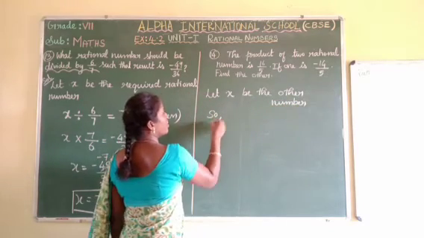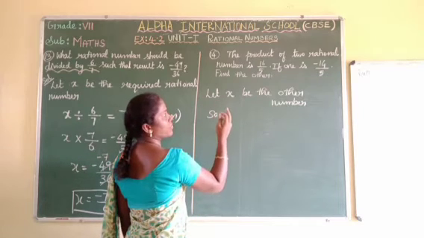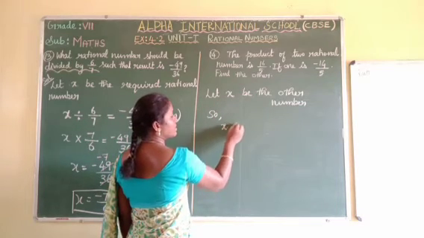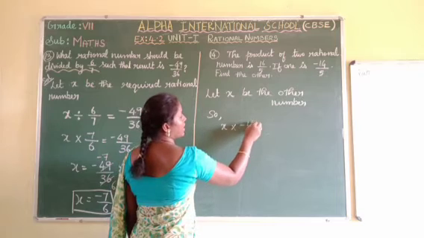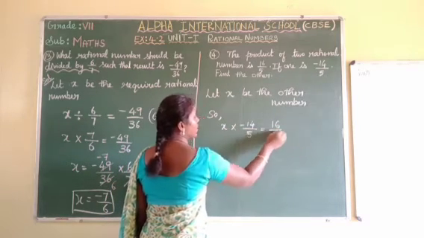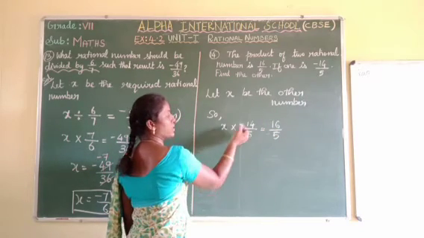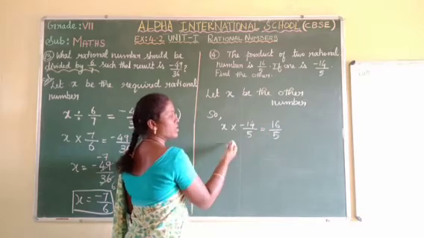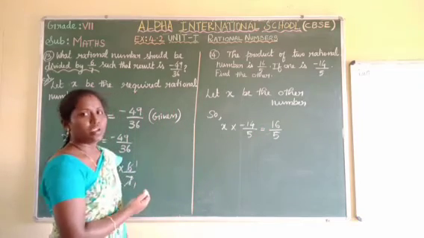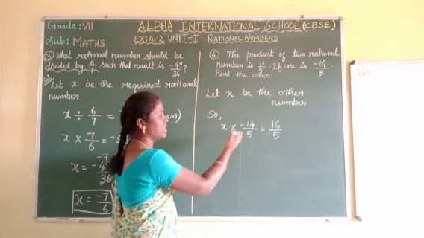The product of two rational numbers is 16 by 5, and one is minus 14 by 5. That means we can take x into minus 14 by 5 is equal to 16 by 5. The product of these two numbers means the result is 16 by 5. So x into minus 14 by 5 equals 16 by 5. It is very simple to find x. If you understood the question and framed the problem, it is very easy.